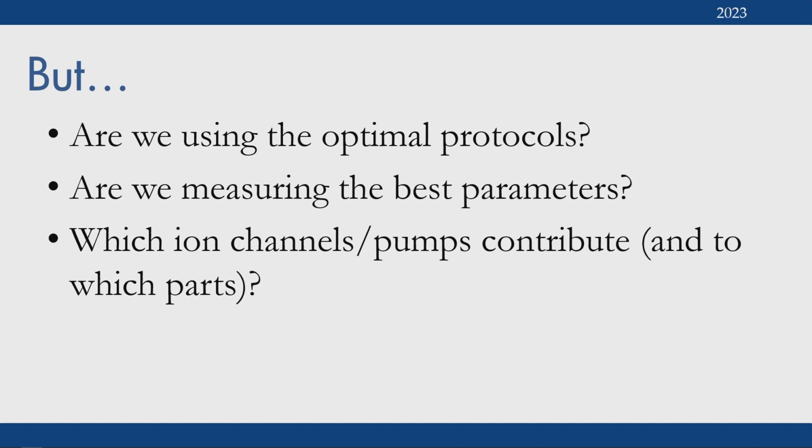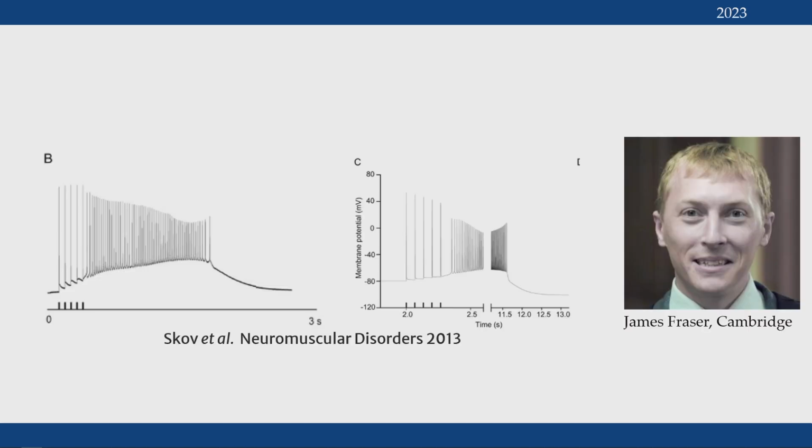And so really, in order to get the best possible use from them, I think we need to explore that and understand that much better. And in order to do that, ideally, we'd have a good model that we could use to generate and test hypotheses and iteratively improve. So this is James Fraser from Cambridge, and this is work that he did developing a model based on rat muscle, of skeletal muscle excitability.